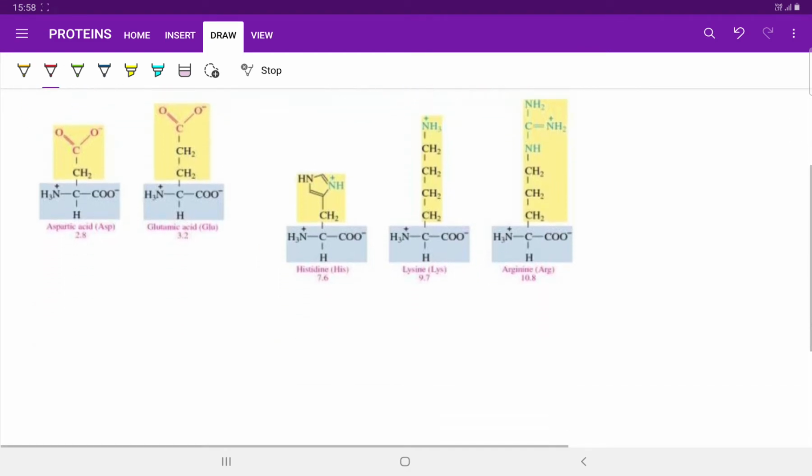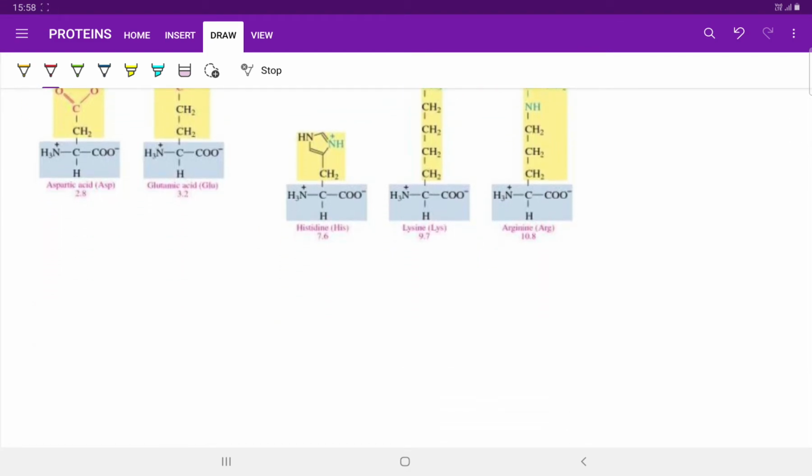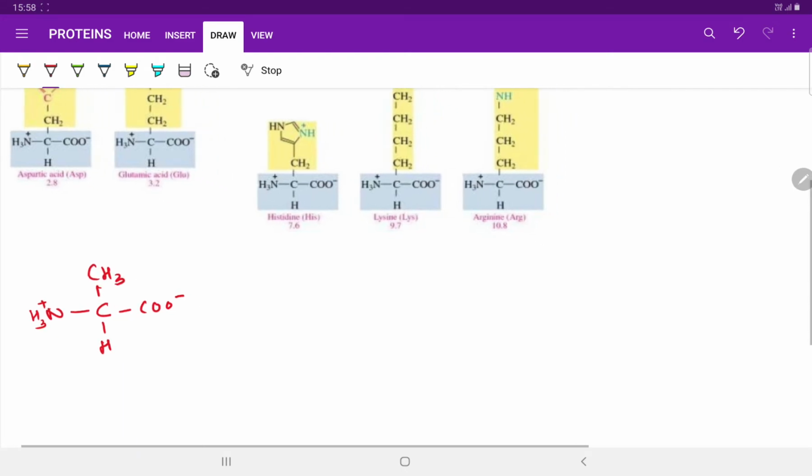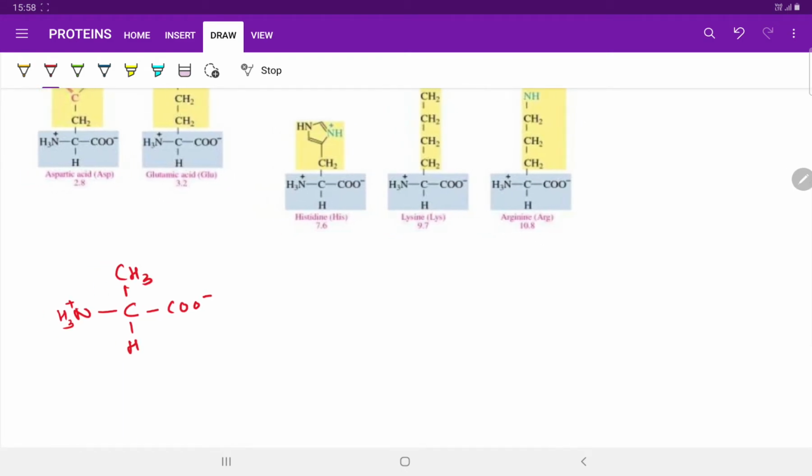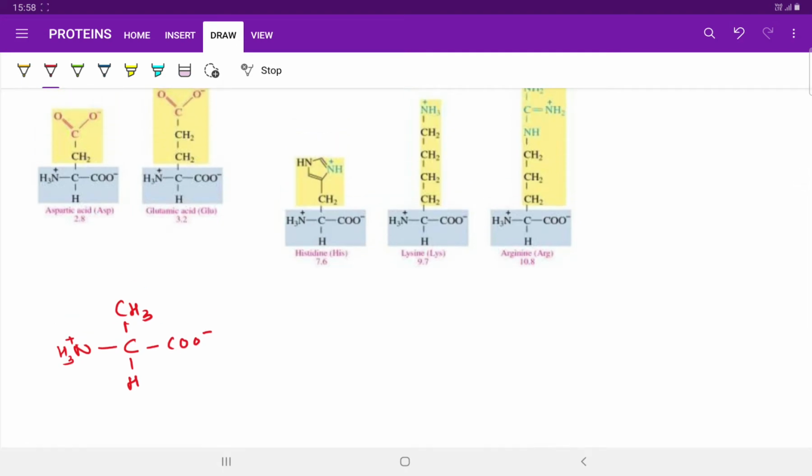Now let us draw the various structures. First of all, draw the structure of alanine for your reference. I hope in the previous class the structure of alanine is clear to you. So this is the structure of alanine. Now on an addition of an extra carboxylic group, the structure of alanine tends to form an acidic amino acid known as aspartic acid. See here.